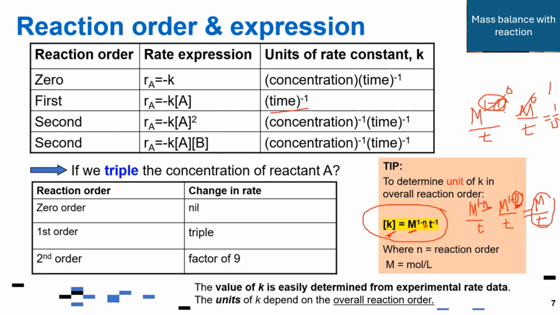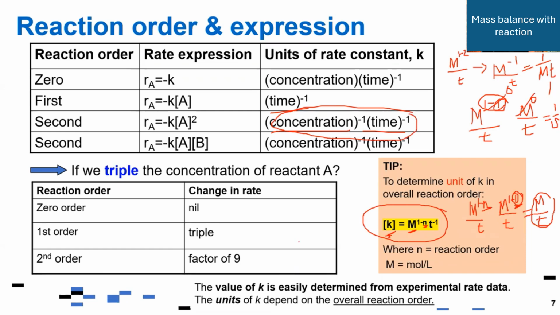So let's say 2. So M raised to 1 minus 2, second order, over T, it becomes M raised to the negative 1 over T. So what happens now? So it becomes 1 over M over T, right? So 1 over M over T, which is the same as this one, 1 over molar per second. So this is now the unit for the second order of reaction.